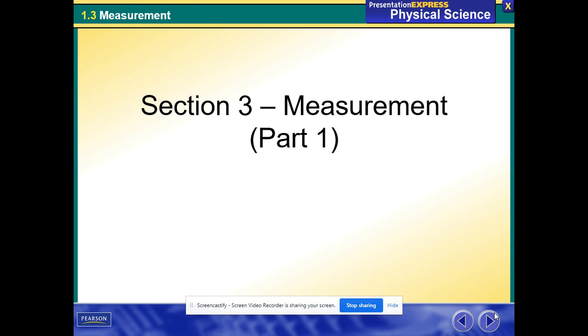Today we're going to start section 3, which is all about measurements. This is going to be split into several parts, and we're going to start part 1 today. So let's go ahead and get started.